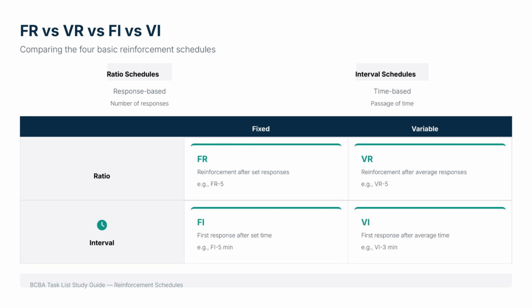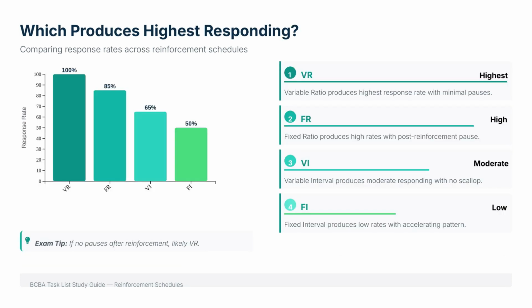Now let's rank them by response rate. Variable ratio produces the highest response rate. Fixed ratio produces high responding, but includes pauses. Variable interval produces moderate responding. Fixed interval produces the lowest overall rate due to post-reinforcement pauses and scalloping. If you see continuous high responding with no pauses, think VR.